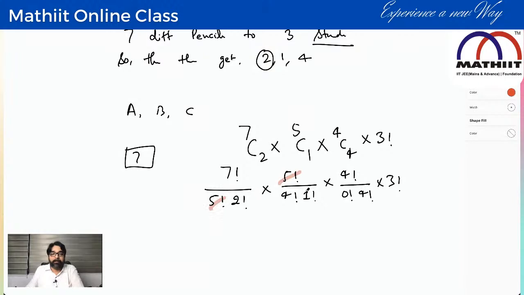5 factorial cancels. 4 factorial cancels. And 0 factorial is anyhow 1, leave it out. And that's all. You are going to get 7 factorial by 2 factorial, 4 factorial, 1 factorial, into 3 factorial. See, the same thing as what we were doing earlier. Am I clear to everybody?